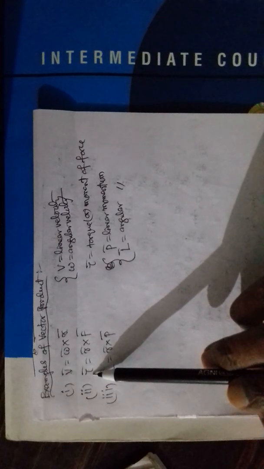Tau is torque and this is also called moment of force. See, while calculating center of gravity we used this formula, torque is equal to force into perpendicular distance. Here linear momentum, this is angular momentum.